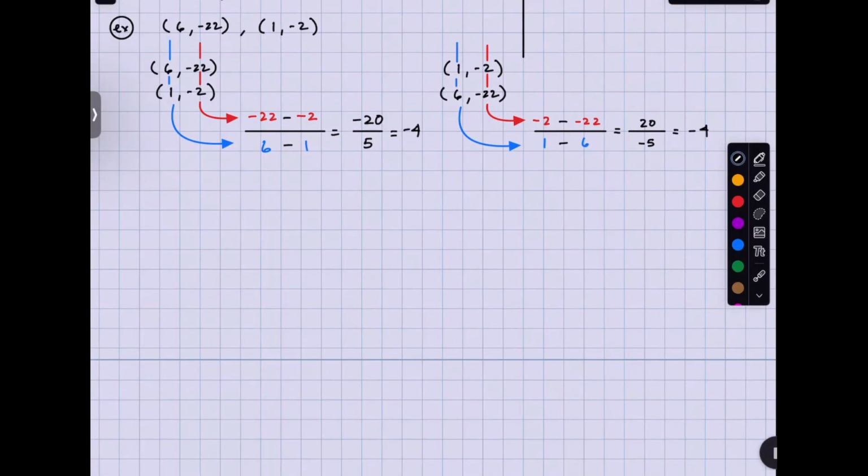I can find out slope. No big deal. I'm given 2 points. I can find the slope. So here's the question.